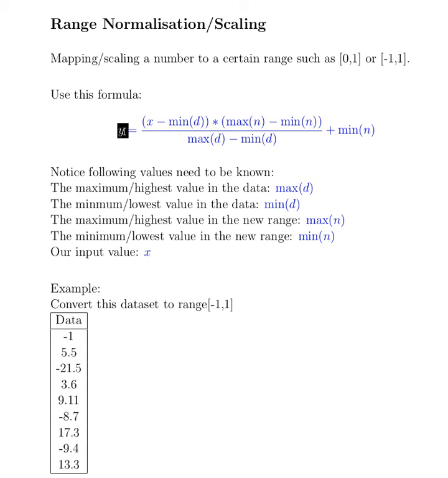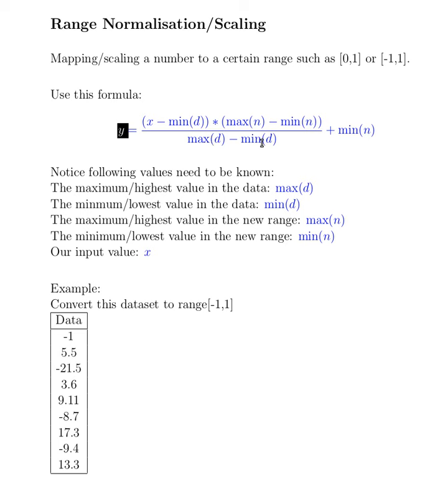Y is the output value that we're going to get. X is our input number. Min D is the minimum number of our data. Max N is the maximum value in our normalization range. Min N is the minimum value in our normalization range. Max D is the maximum, or highest, value in our data.